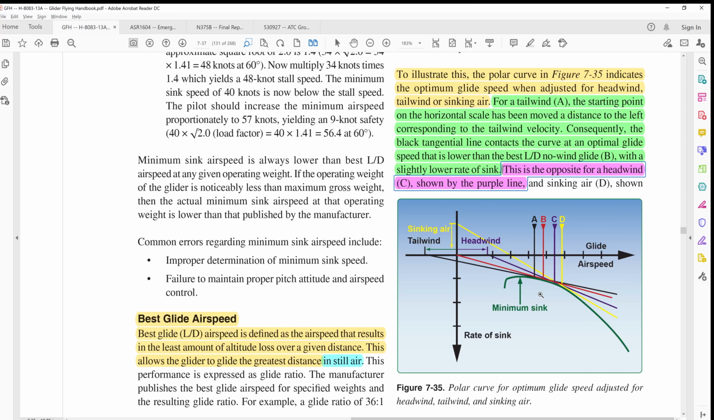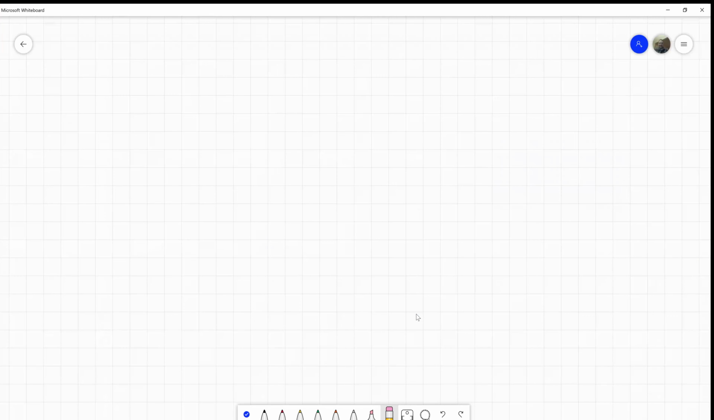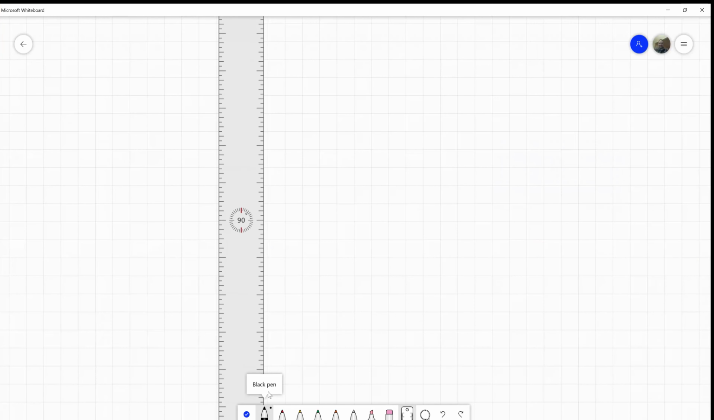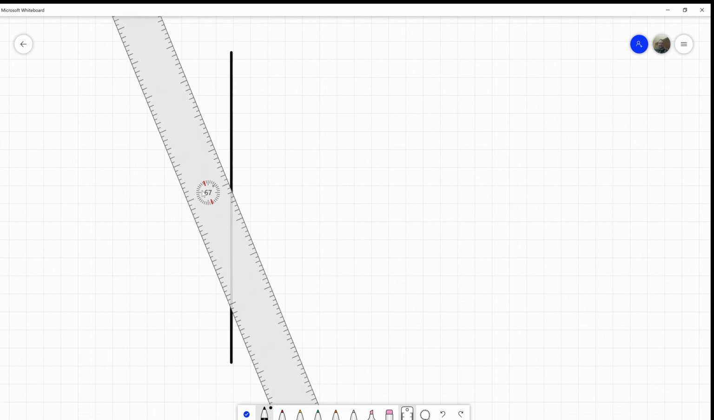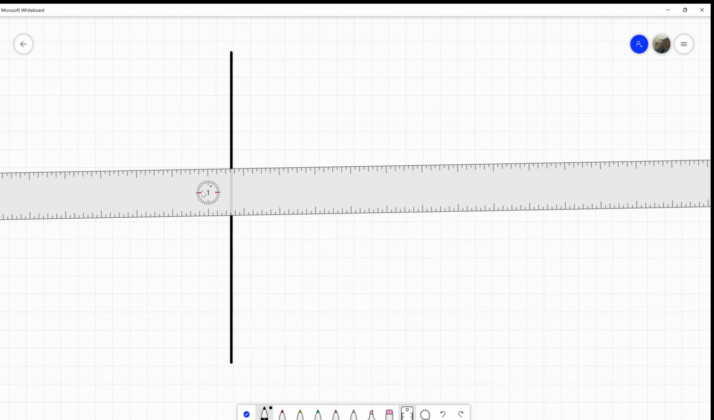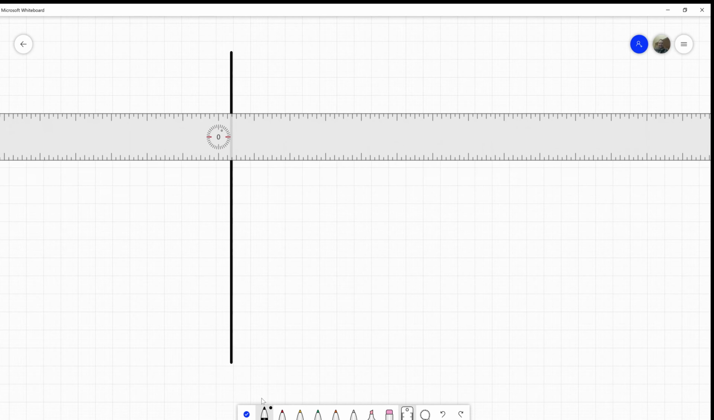So let me just illustrate this separately, very briefly, and do my own version of that. I'm going to go to Microsoft Whiteboard. Let me draw this as fast as I can here. Give me just a second. I'm just going to quickly draw that vertical line, and then I'm going to draw the horizontal line.